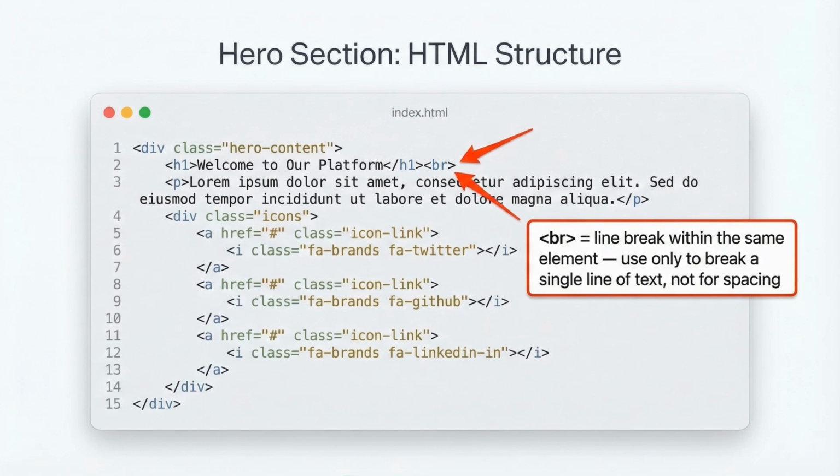One thing worth noting, if you need to break a line of text within the same tag, you use the br element. This is a self-closing tag that forces the text to continue on the next line. But be careful, br is meant for breaking a continuous line, not for creating spacing or gaps between elements. For spacing, use CSS margin or padding instead.